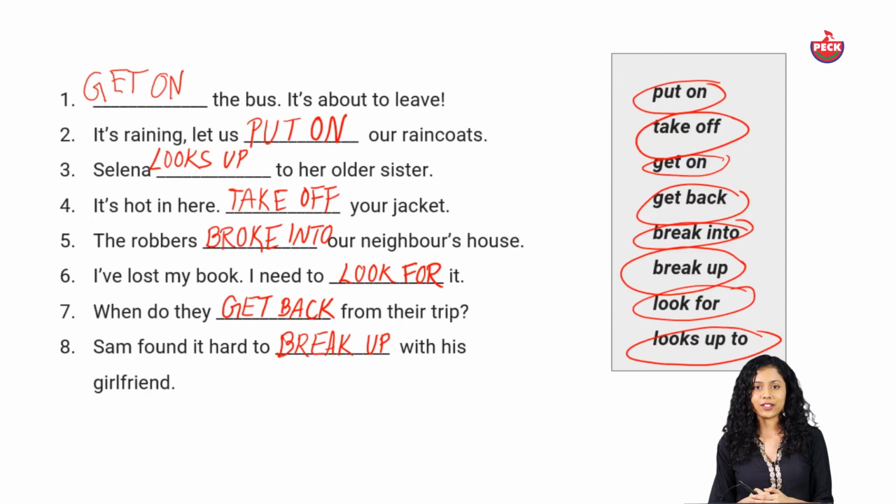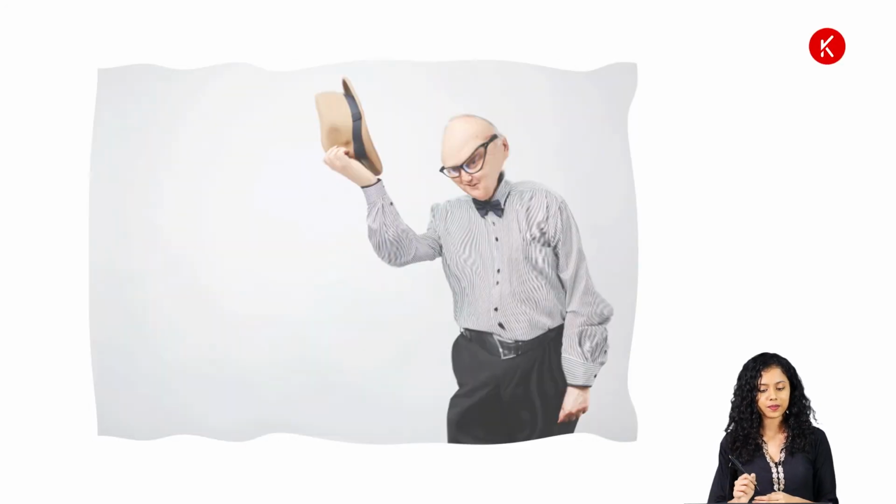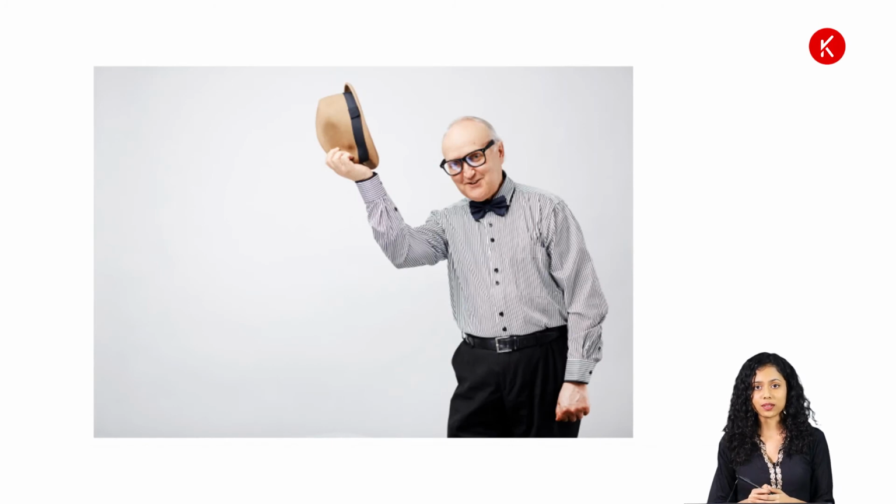That was a very good exercise. Now let's have a fun picture activity. I'm going to show you a few pictures and we are going to describe the picture using phrasal verbs in sentences. Let's get started. Now, what do you see in this picture? Here you see a man trying to remove his hat. So here you can say he takes off his hat, which means he removes his hat.